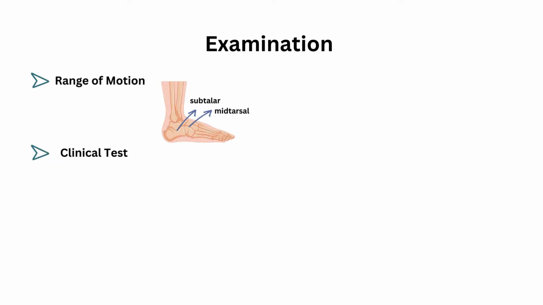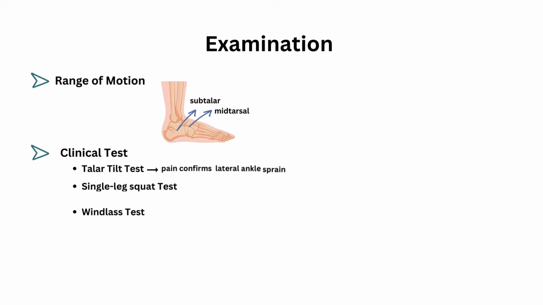Examination is done on the following basis. Range of motion is tested for the ankle, subtalar, and metatarsal joints. Clinical tests are performed. It includes the Taylor tilt test, single leg squat test, and windlass test. Taylor tilt test helps differentiate between the causes. Pain confirms lateral ankle sprain.